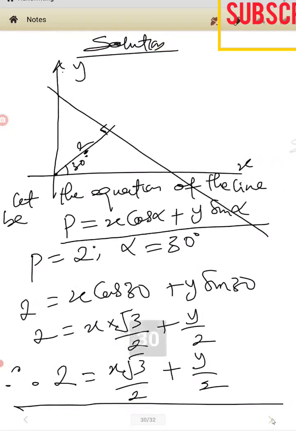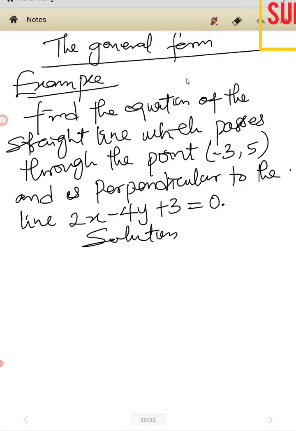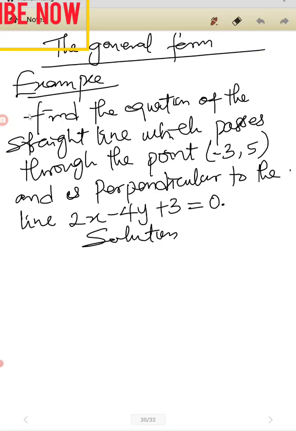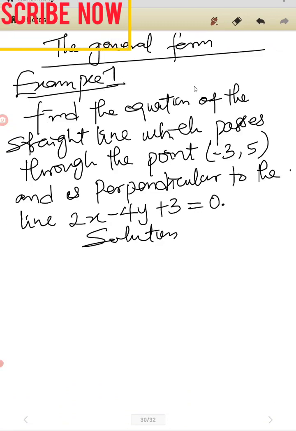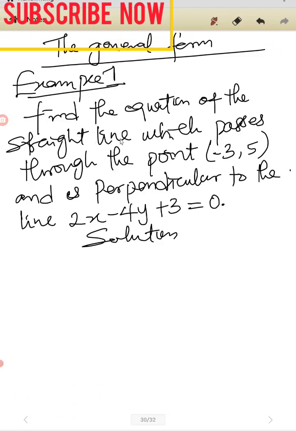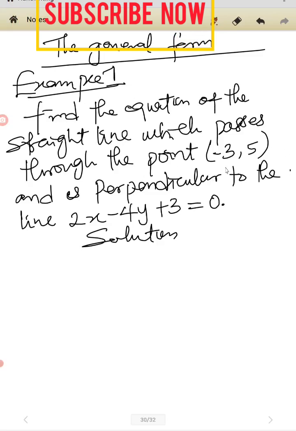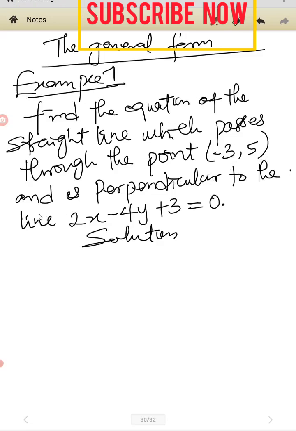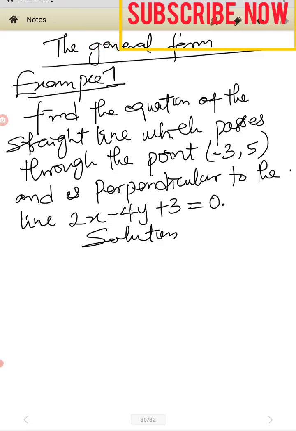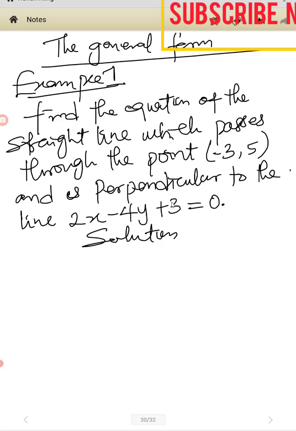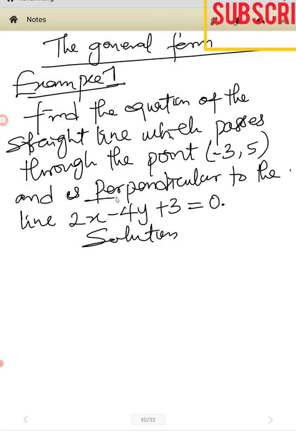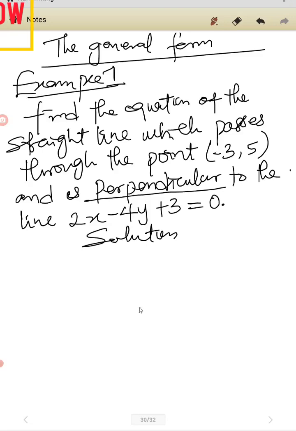So next we do, there is something we call the general form. For this general form, there is a way we solve its own questions. Let's have example 1 on general form. Find the equation of the straight line which passes through the point (minus 3, 5) and is perpendicular to the line 2x minus 4y plus 3 is equal to 0. Remember, there is a statement here. It said perpendicular. If it is perpendicular, there is something we have to do to get the accurate answer.